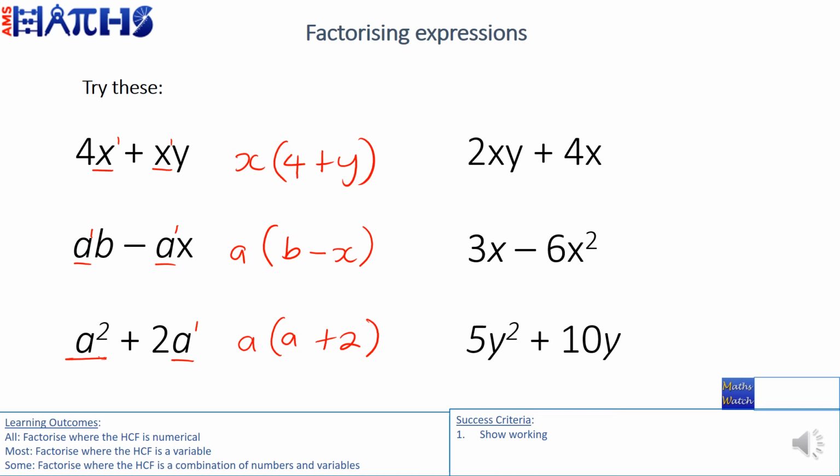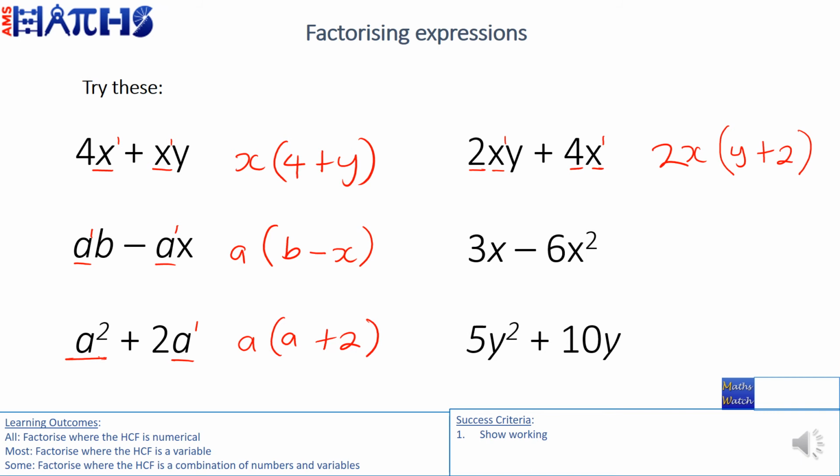Now for our next problem, we have numbers and letters combined, so we need to find the highest common factor of the numbers first. The highest common factor of 2 and 4 is 2. Then we have our common letter x, and the power in x is 1 and 1, so therefore the highest common factor in x is just x. Then we open bracket and find our two terms that we need to multiply to get our original expression. So 2x times y is 2xy, and 2x times positive 2 will give us 4x.